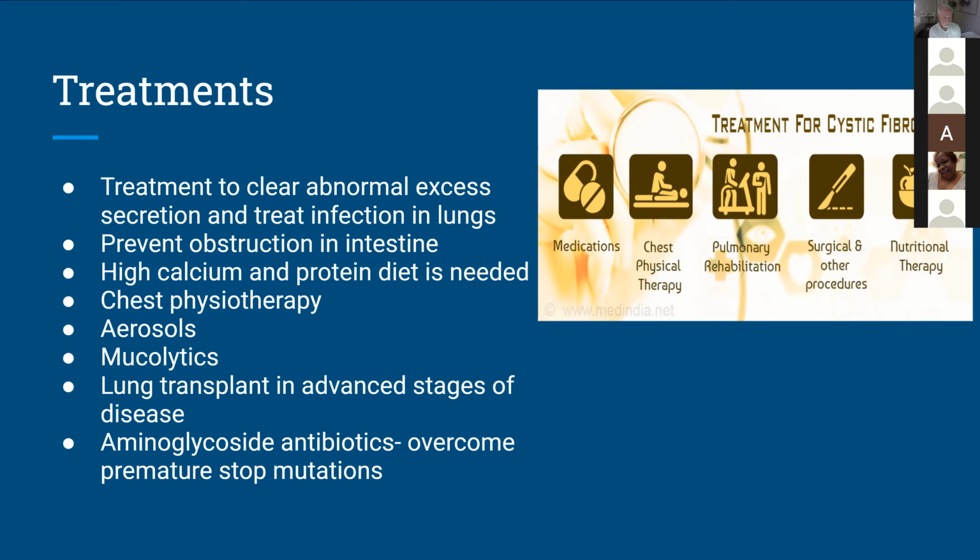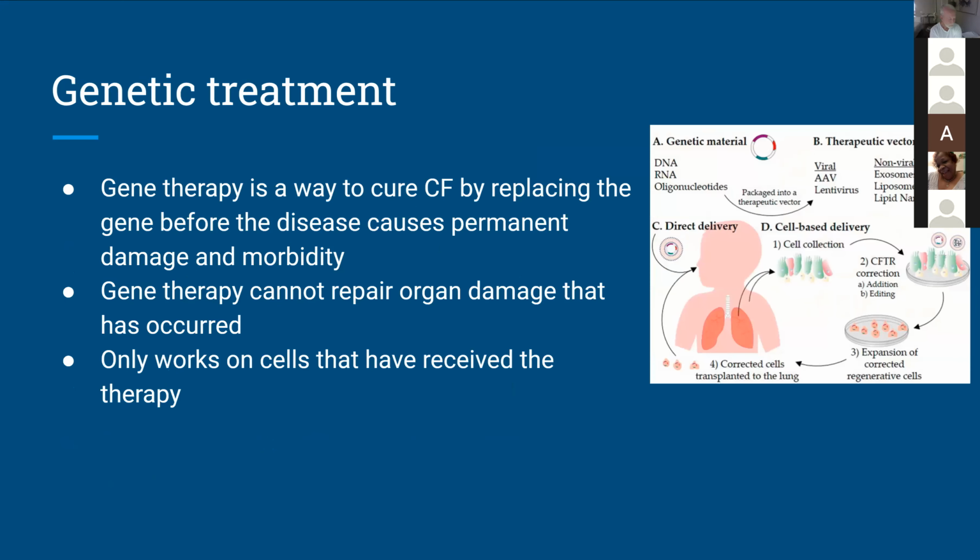Aminoglycoside antibiotics help overcome premature stop mutations. For the genetic treatment, gene therapy is a way to cure cystic fibrosis by replacing the gene before the disease causes permanent damage and morbidity. Another point is that gene therapy cannot repair organ damage that has occurred. It only works on cells that have received the therapy.